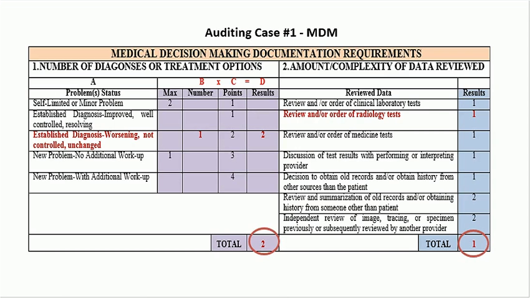For the amount and complexity of the data to be reviewed, the provider reviewed the DEXA scan results, which is credited under review or ordering radiology tests, and that is worth 1 point. This is the only work done in this element of medical decision-making, and so our total in this element is 1 point. If the provider had listed the source and date of the surgeon's records which were reviewed to provide a reference point, I would have credited them 2 points under the review and summary of old records. However, without a reference point to go back to, I did not give them credit for this work.